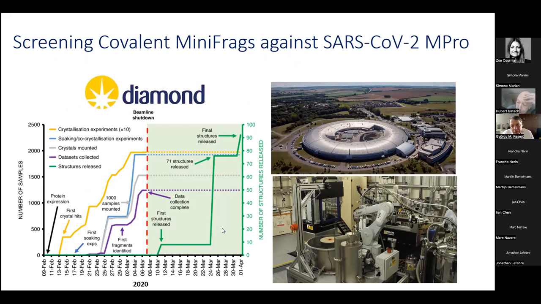For the last example I would like to show you, this is related to the COVID-19 pandemic. We collaborated with Near London and Frank von Delft at the Diamond Light Source UK, and provided these heterocyclic electrophilic libraries for screening against a number of SARS-CoV-2 proteins that included the main protease and also NSP3, another non-structural protein of the SARS-CoV-2 virus.